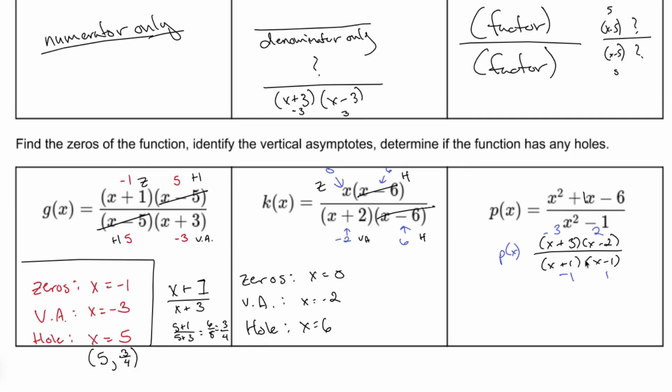Negative 3 doesn't repeat in the denominator, so you're a 0. 2 doesn't repeat in the denominator, so you're a 0. Negative 1 doesn't repeat in the numerator, so you're a vertical asymptote. And 1 doesn't repeat in the numerator, so you're a vertical asymptote.